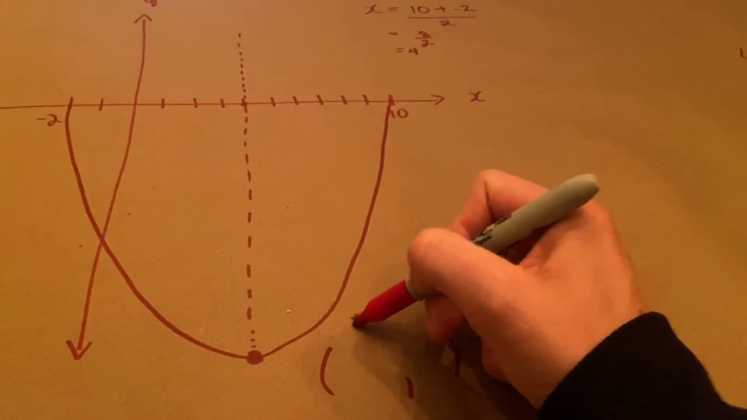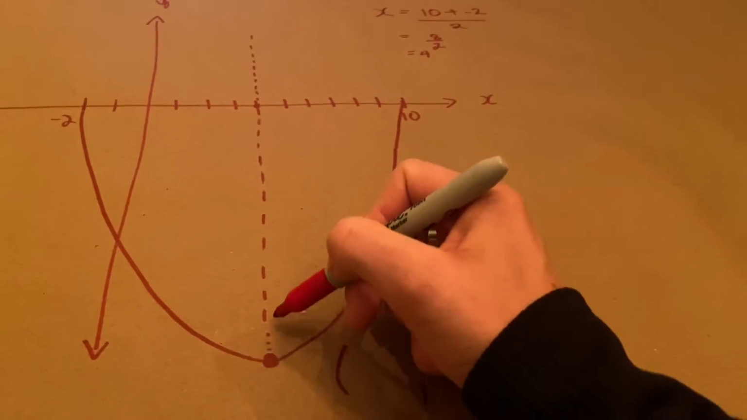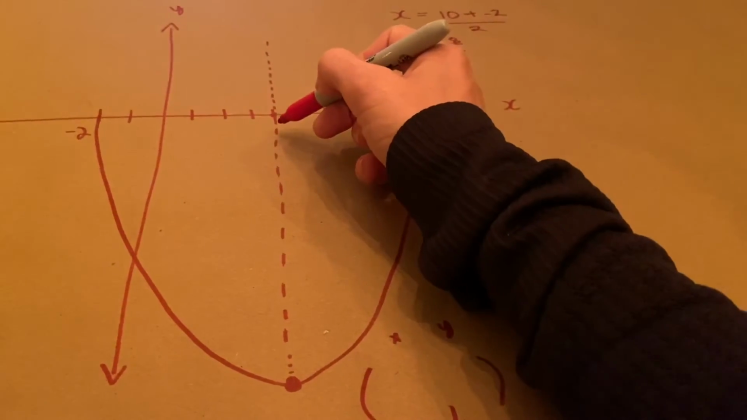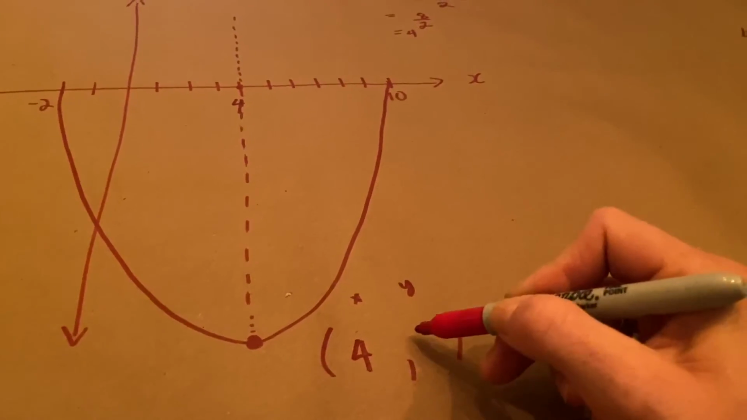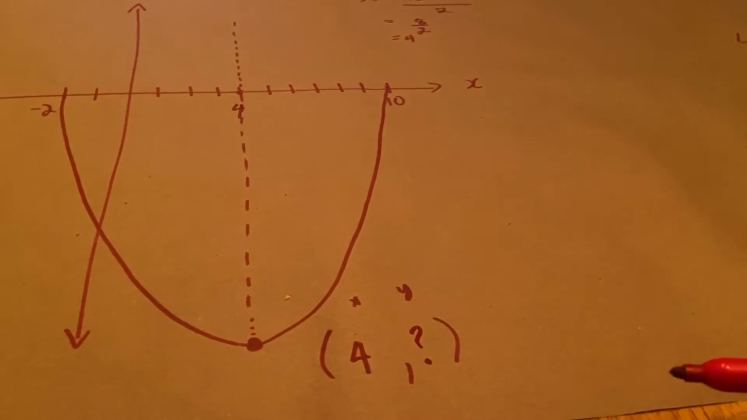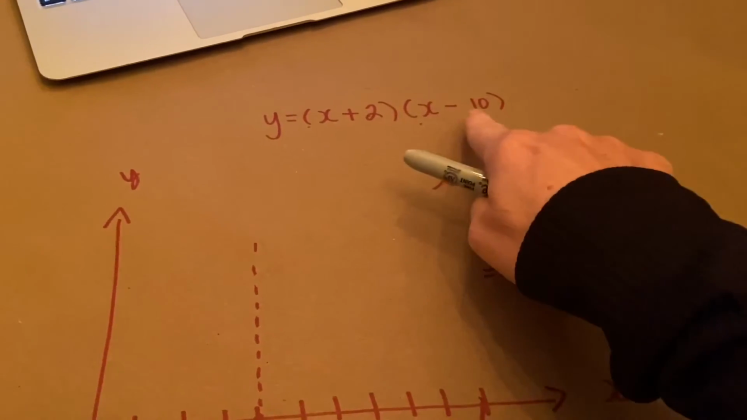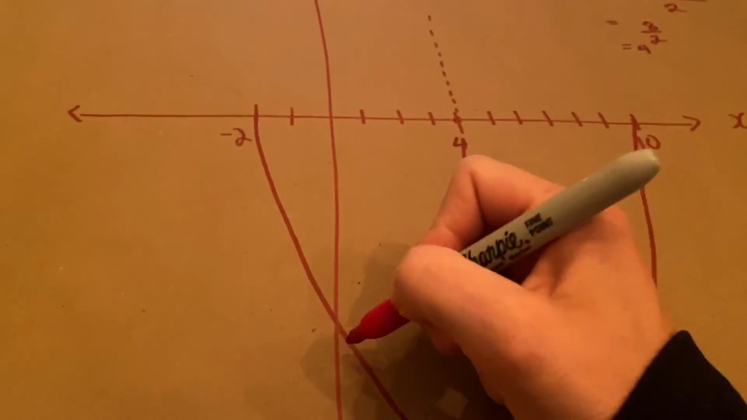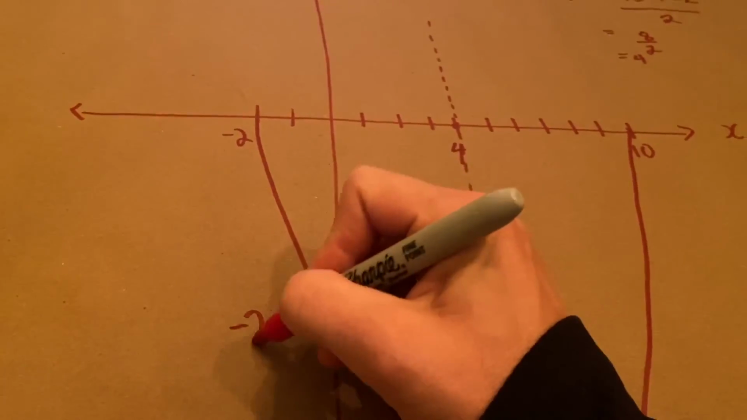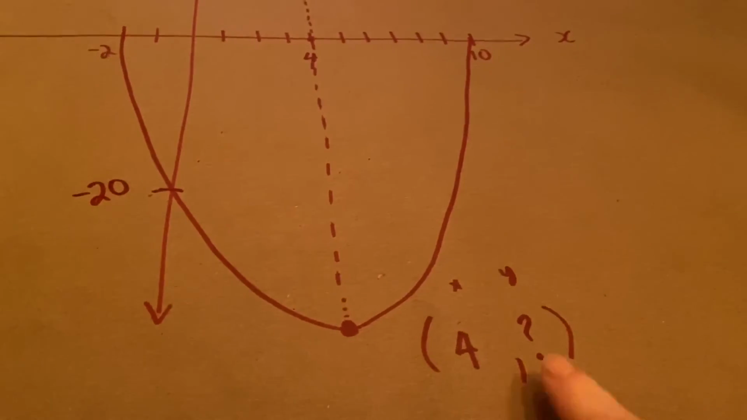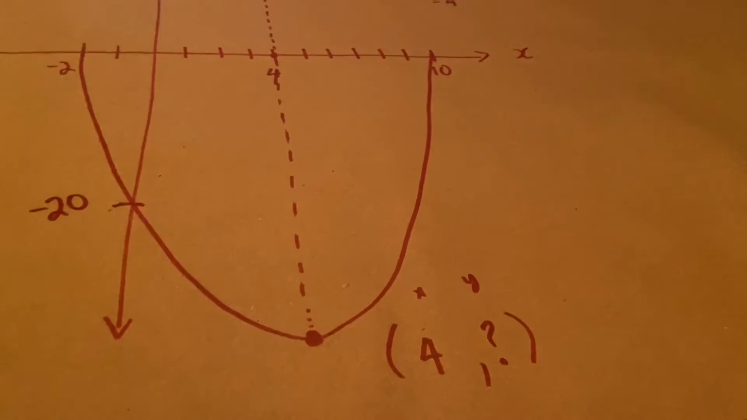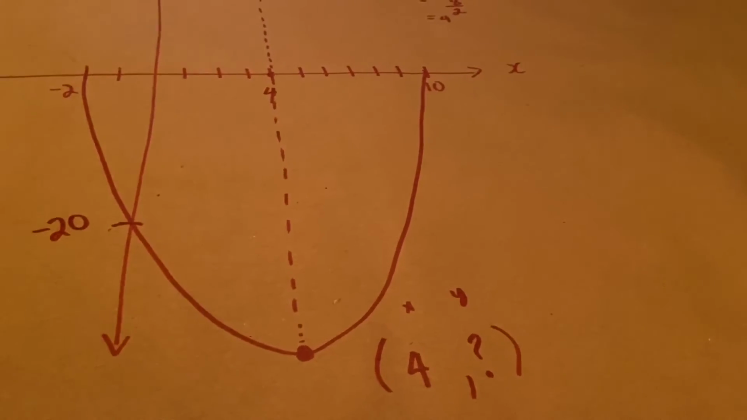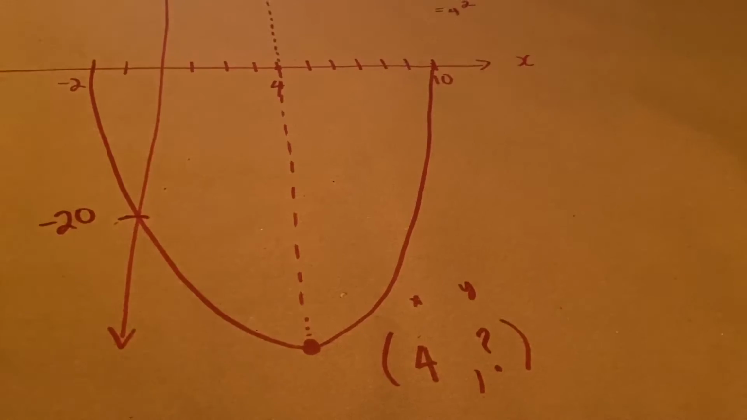Now, what we want to do is find the coordinate of the vertex. Remember, you put x first and then y. Now, we know that the x right here is 4. And I want to find out what is this number. Now, let's use a little bit of common sense. I know that if I multiply 2 times minus 10, that means that my y-intercept over here is minus 20, which means that this over here needs to be a number that's lower than minus 20, maybe minus 40, maybe minus 30. But we don't want to play a guessing game. We actually want to know the right answer.